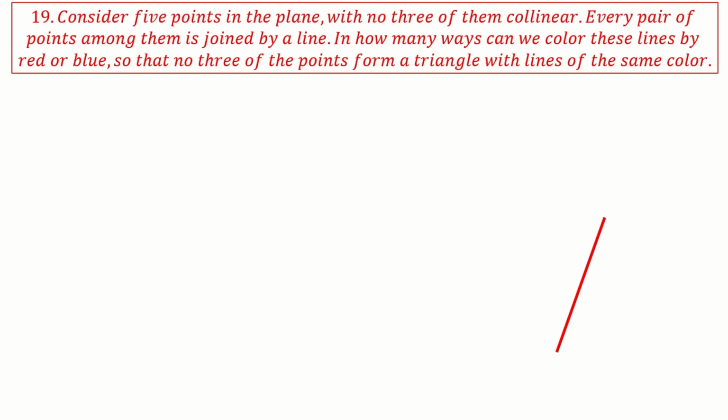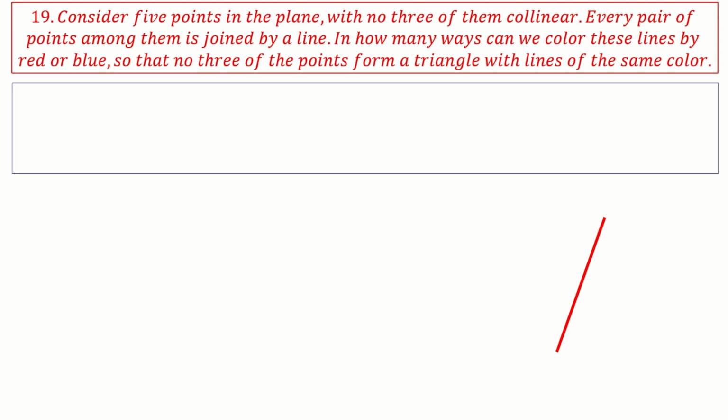Next, consider 5 points in the plane, with no three of them collinear, and every pair of points among them is joined by a line. In how many ways can we color these lines red or blue so that no three of the points form a triangle with lines of the same color?